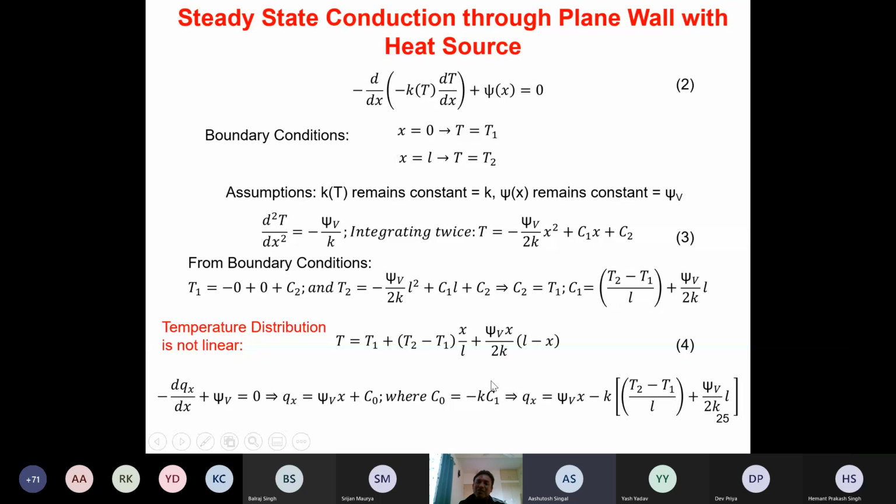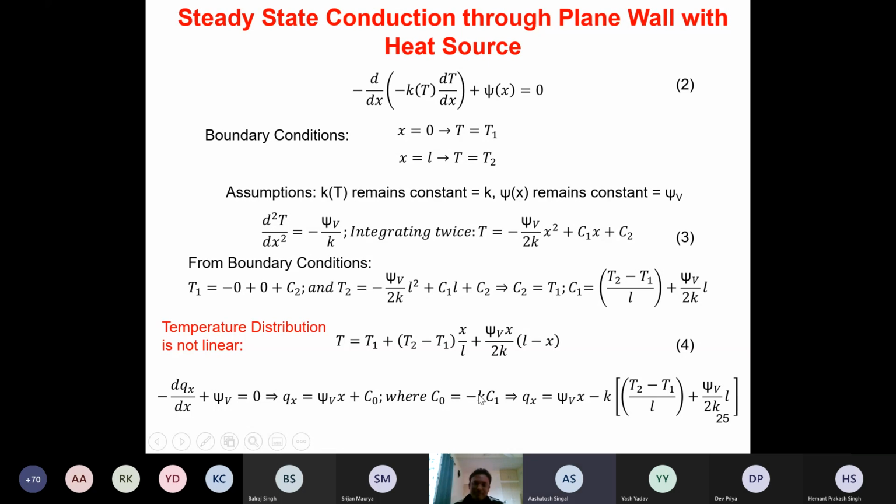Yes, sir. Sir, you mean QX becomes negative entirely that way? I am saying depending on how the generation term is, in between at any x, remember, it could be higher than the previous value. It could be higher than the previous value also depending on what is the value of psi v. Okay, sir. Psi v and k.